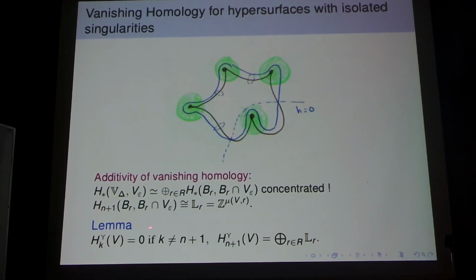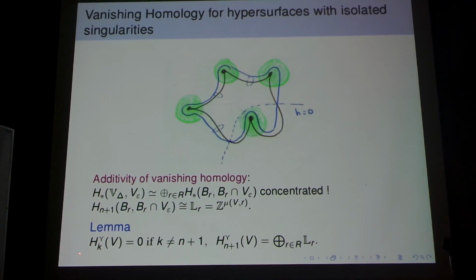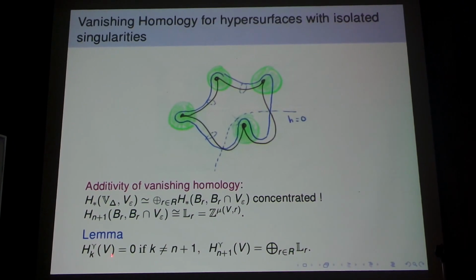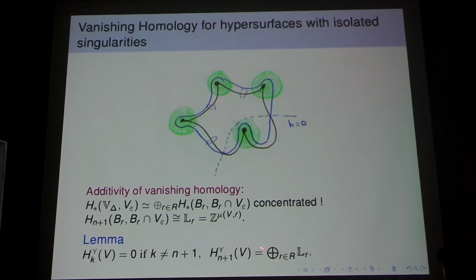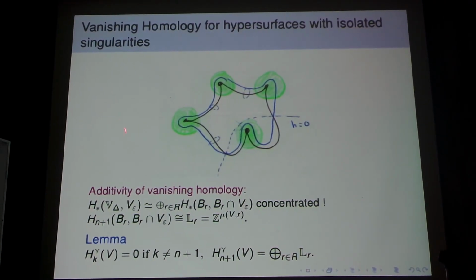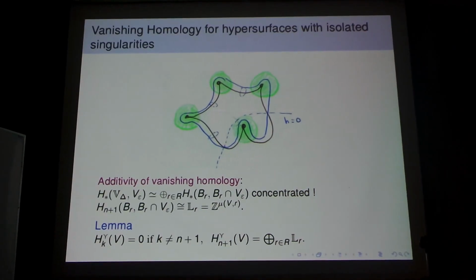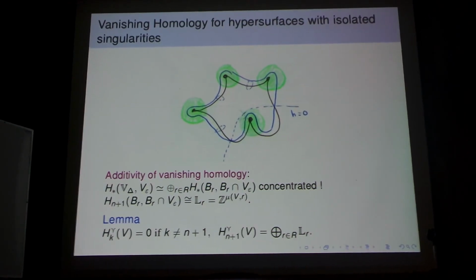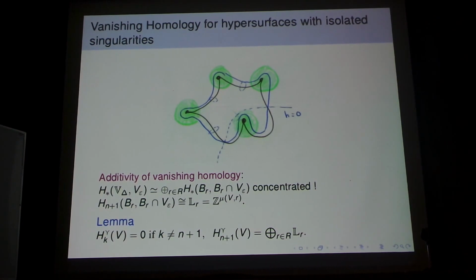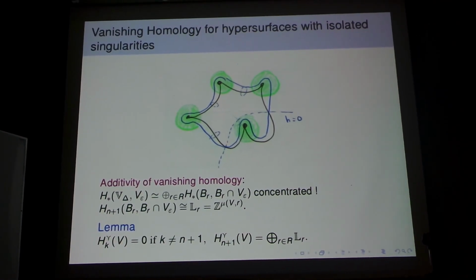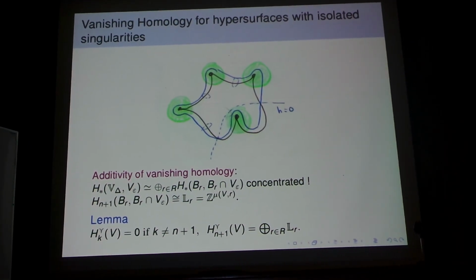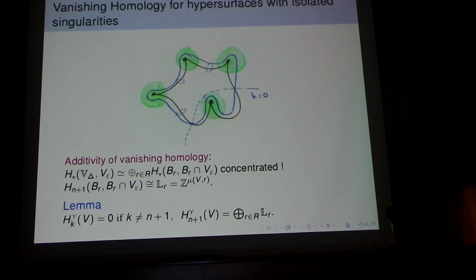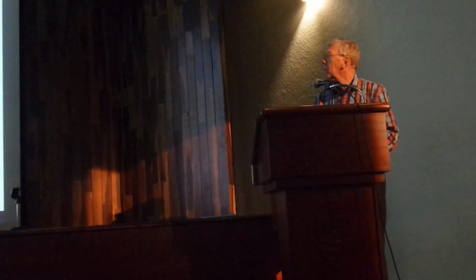Okay, so we now have proof that the vanishing homology of V is concentrated in the dimension n plus 1 and equal to the direct sum of the Milnor lattices. And this is more or less the same statement as the statement of Alex Dimca, 15, 20 years ago. He has the same kind of statement. That remark will come next. So he has not this statement, but the next statement.